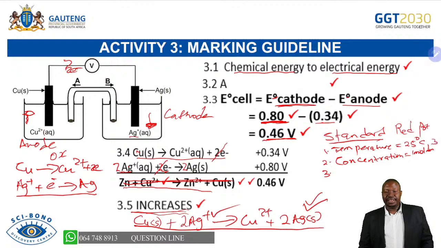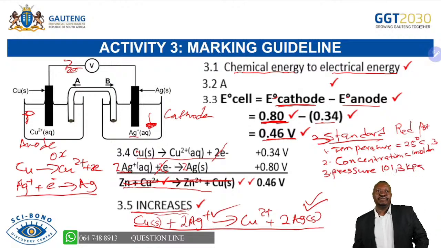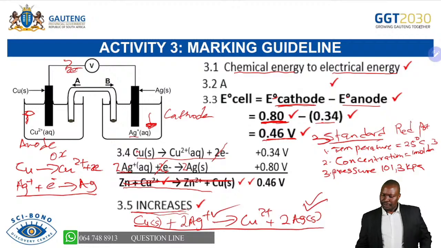The last one, the third condition. So there are 3 standard conditions that we talk about. The last one is pressure. The pressure is 101.3 kilopascals. I want to emphasize here so that we move together. Pressure affects only gases. Remember, we're doing chemical equilibrium, so you know that pressure affects only gases. So we don't have a problem.